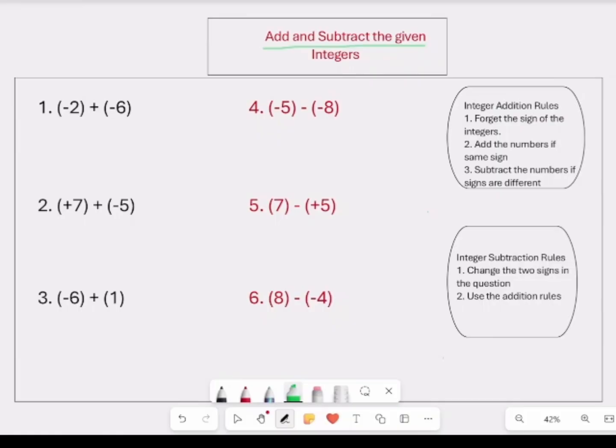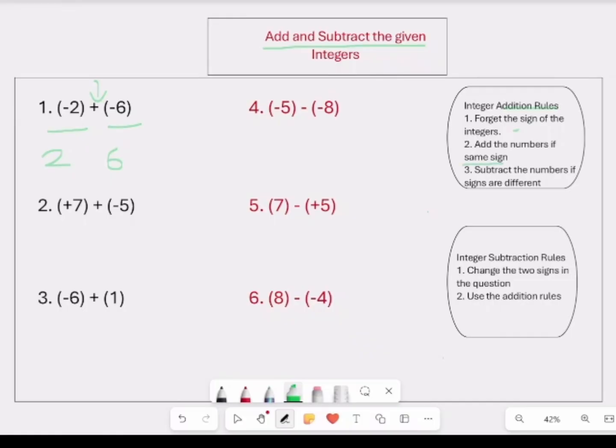So here we are adding -2 and -6. Now we are adding two integers because of this plus sign in between. Now what are the rules to add integers? First of all, we forget the sign of the integers. So the integers that we have are 2 and 6 because we don't look at the sign. As -2 and -6 both are integers, they both carry a negative sign. So we want to add integers that have the same sign.